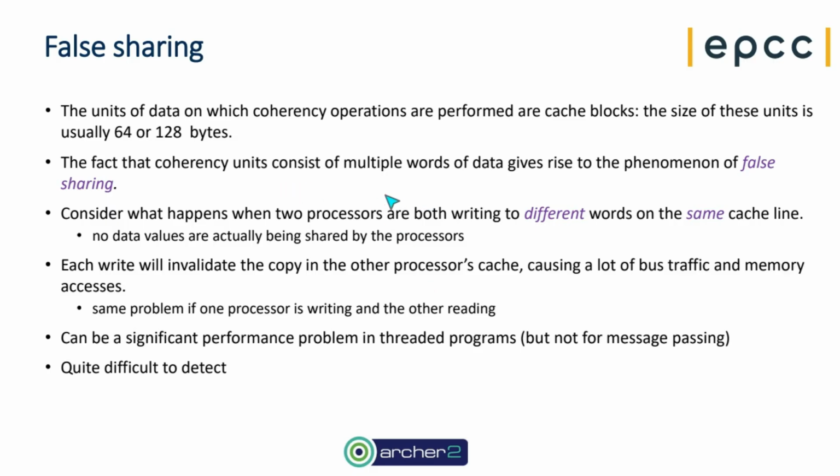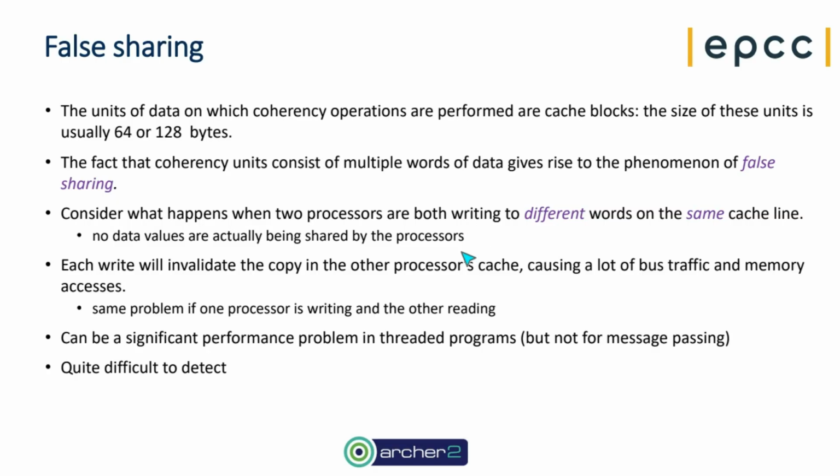So what happens if, say, two processors, two different cores, happen to be writing to different words that lie on the same cache line? This is a problem that can arise in multi-threaded programs. There's no actual data values being shared by the processors. They might be writing to, say, different elements of an array that happen to be close together in memory, or different elements of a data structure that happen to be close together in memory, and hence stored in the same cache line or cache block.